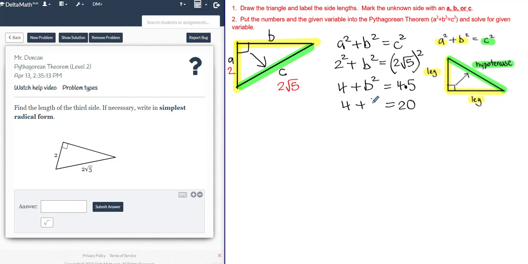So I have 4 plus B squared is equal to 20. Then we'll subtract 4 on each side, and we'll have B squared is equal to 16. Then to get rid of the square, we will square root both sides. And so we'll get our final answer of B is equal to whatever this breaks down to be. But again, when it says simplest radical form, you want to break it down.